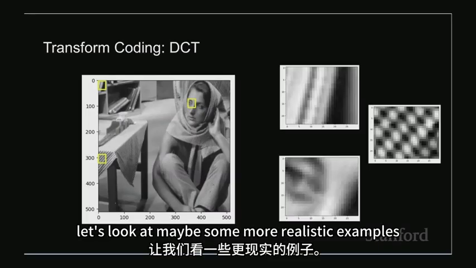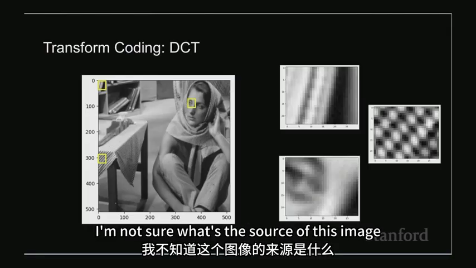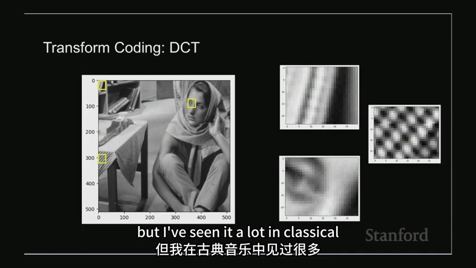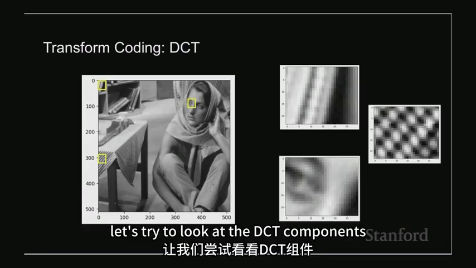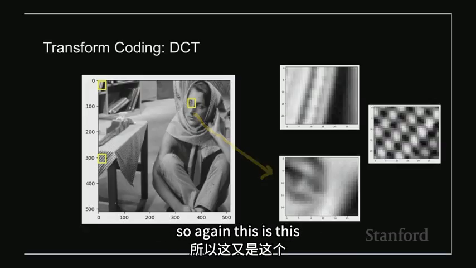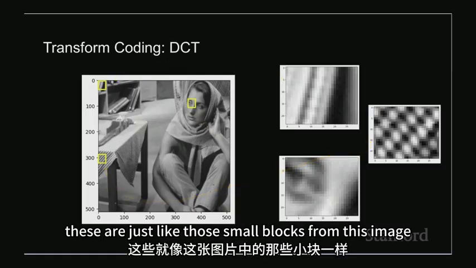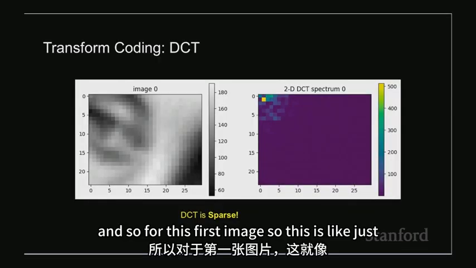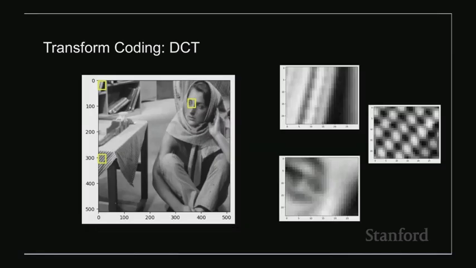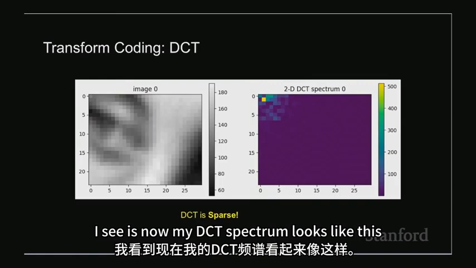Let's look at maybe some more realistic examples. This is actually a very popular image. I'm not sure what the source of this image is, but I've seen it a lot in classical image processing classes. Let's try to look at the DCT components for 3 different blocks. This checkerboard pattern is here, and these are just small blocks from this image. Let's look at the DCT pattern for this. For this first image, which is just this particular region in the image, my DCT spectrum looks like this.